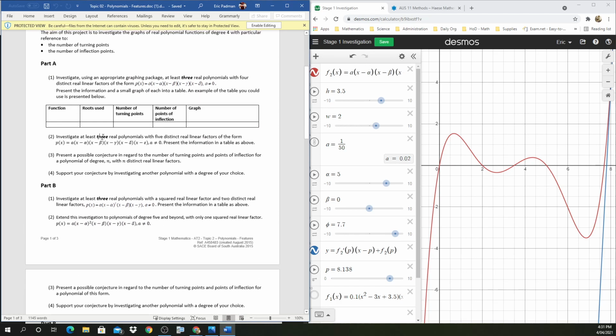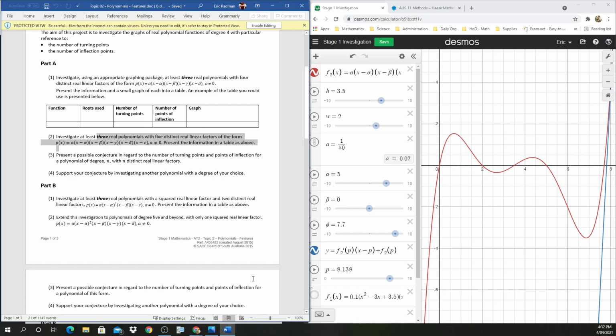There's an issue with Word and Google Docs when it comes to particularly equations. So yeah, we're onto this part with 5 distinct real linear factors. Present the information. When it came to 4 distinct linear factors, it was a degree 4 polynomial. It has 4 distinct real roots, but you can write down which roots they are. It had 3 turning points and 2 inflections. Now, we've discovered for this particular example, 5 distinct real linear factors and degree 5 polynomial. It has 4 turning points.